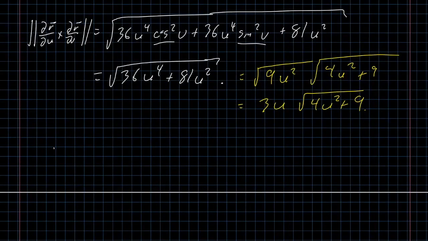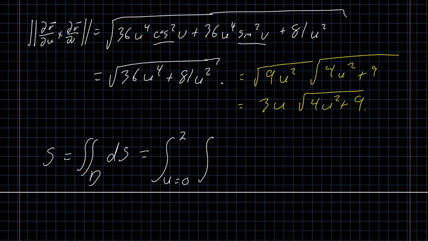Because the next step is to say that the total surface area is the integral on the entire domain of the surface of dS. So it's going to be the integral, u goes from 0 to 2, integral, v goes from 0 to 2 pi of this magnitude, 3u square root of 4u squared plus 9. And I wrote it in the order dv du.